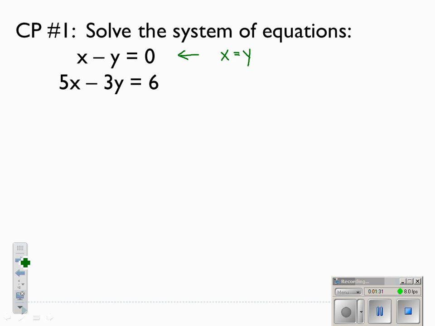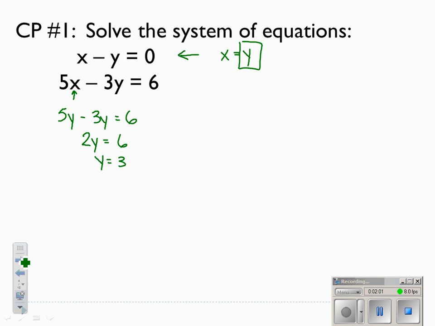So if x is equal to y, I should be able to take y and put it in for any x in the other equation. So I'm going to put y in for this x. After solving, let me clean that up, I end up with a numerical answer for y. So that's half of what I need.